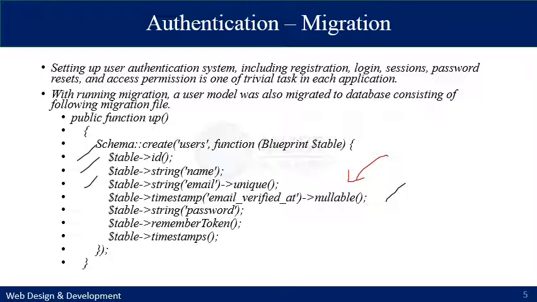Then there will be a password, and there is a remember token, which you have seen in a number of applications. If you check the remember me option, the next time you log into or visit that application, the application remembers your login details. And there will be timestamps to record when you created your account or when you modified your account or any other data in your application.